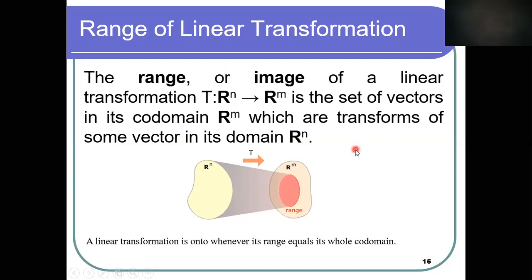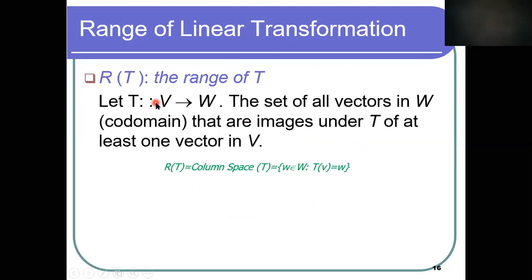Dear student, let us define the algebraic definition of the range of a transformation, or column space of a transformation. It is the set of all vectors in W, that is in the codomain, that are images under T of at least one vector in V. I mean to say, for every vector W there is at least one vector V such that if you apply T on V you get W. In that case, this is called the range of a transformation.